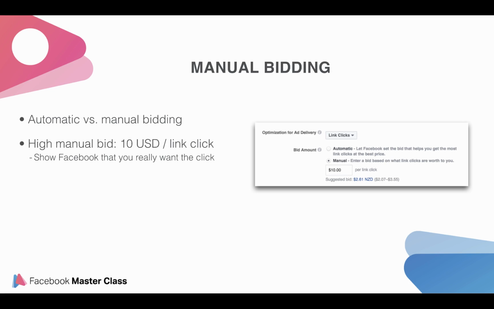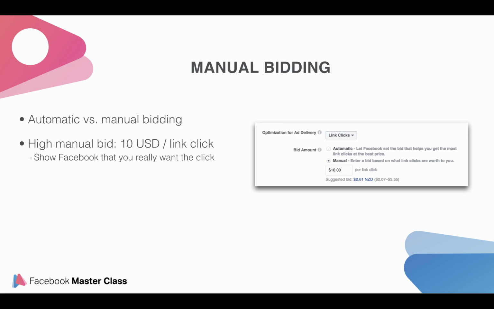This is something you have to test. It doesn't work always, but try to go with a really high manual bid. Bid $10 for a link click. Show Facebook that you really want the click, and this will ensure that you will stay at the top of the newsfeed, for example, if you deploy retargeting campaigns.